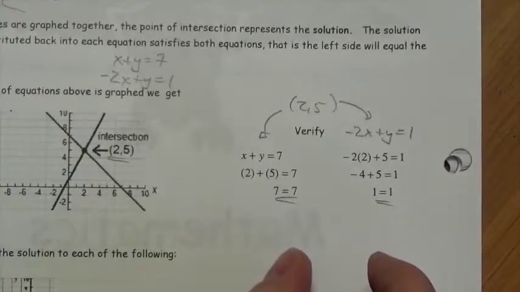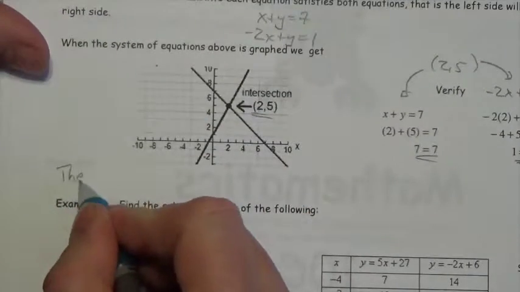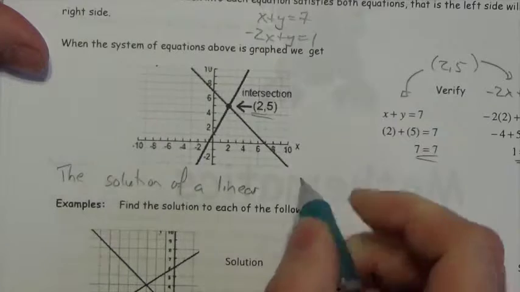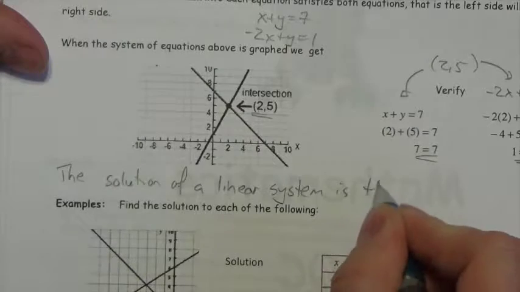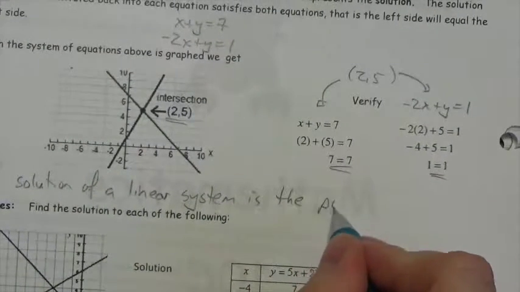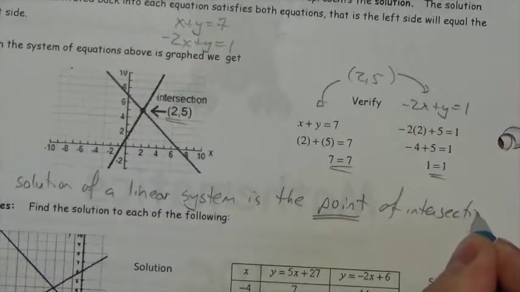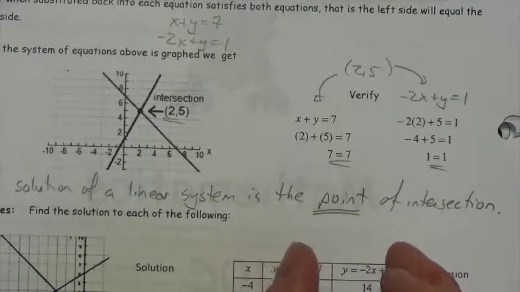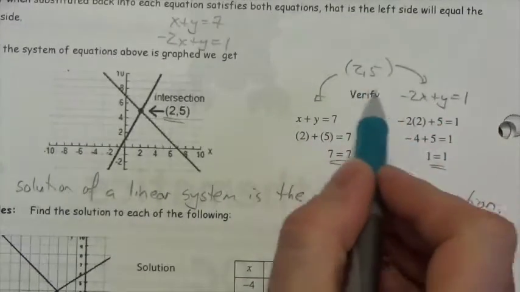That's what it means to be a solution to a system of equations. It's the point of intersection. In fact, that's probably the best way we can write this. The solution of a linear system, and it doesn't necessarily have to be a linear system, but that's what we're talking about right now, is the point of intersection. Now, I say it like that because I need you to answer as a point. The solution to this system is (2, 5).